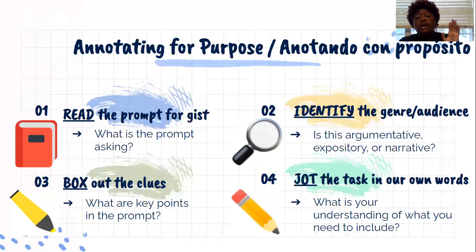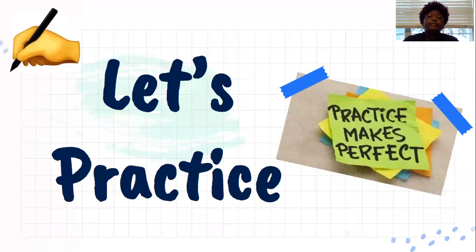And then lastly, step 4, we jot the task in our own words. So we're going to write down what we need to include in our essay so we remember exactly what we need to do so we can get all points on our essay. So let's practice this together. Step 1 is to read for gist. So let's read this prompt for gist.